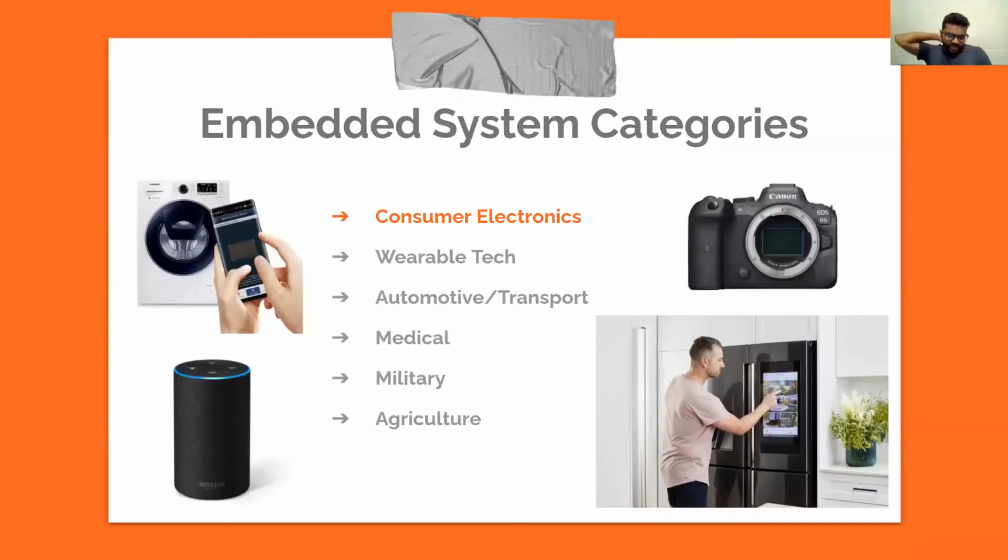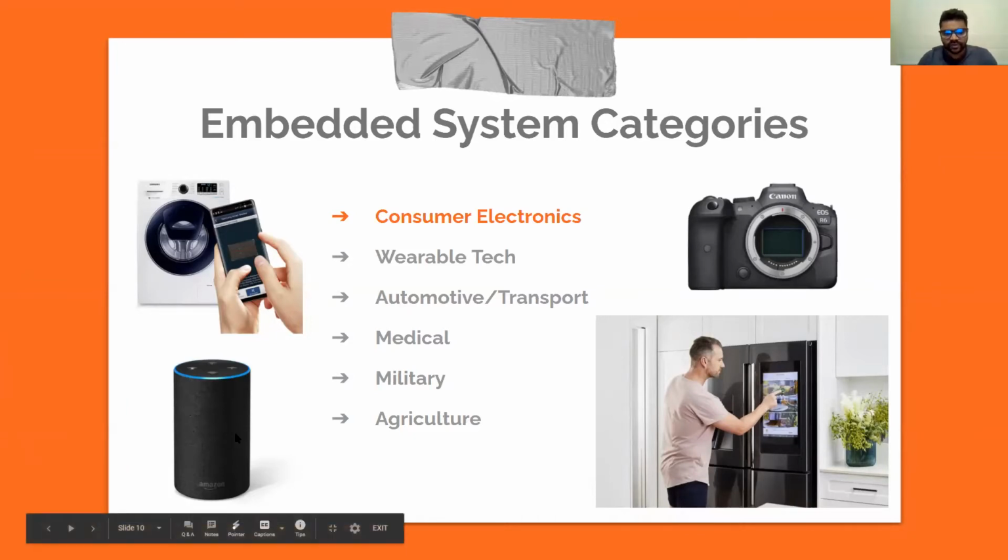Right, so I'm just going to talk about a few embedded systems categories. As I said, I'm not going to dive into any detail, but I just want to give you a rough idea of what this is. So one of the basic embedded systems is consumer electronics. These can be found anywhere. I'm sure that all of you own at least one consumer electronics device. So the cameras, refrigerators, microwaves, washing machines, any radio, any home assistant system.